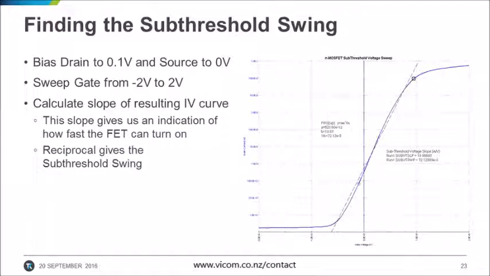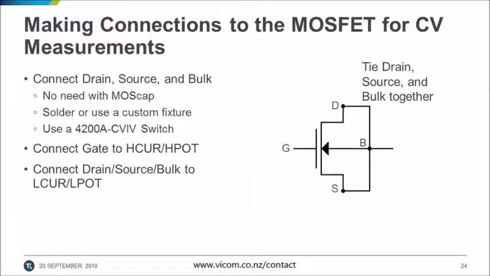As we are sourcing a low voltage and making a low current measurement, it is very important to use 4-wire measurements and to guard your connections all the way to the device under test. For CV measurements of a FET, we are generally going to tie the drain, source, and bulk terminals together. This effectively makes it a MOSCAP device. There are particular types of measurements where this is not the case, but I will not be touching on those today. You can either solder the terminals together or, as I'll touch on later, use a 4200A CVIV switch, which comes in handy.